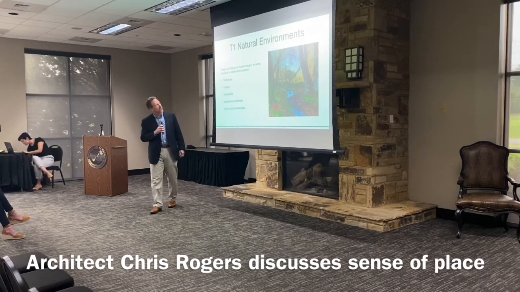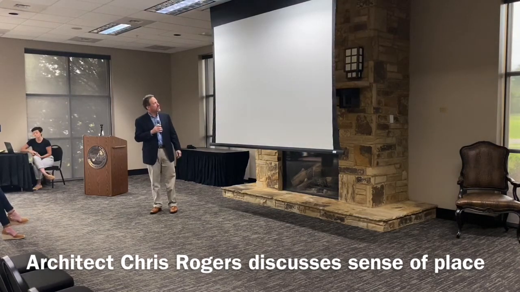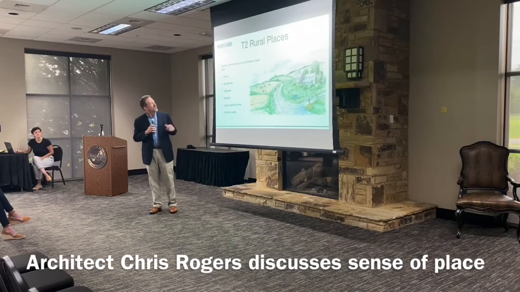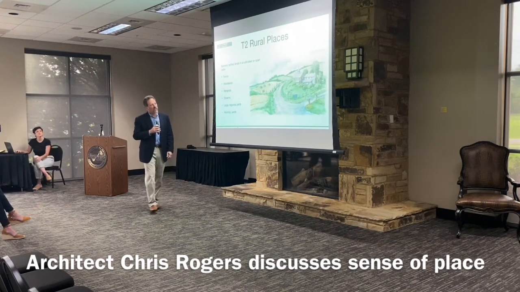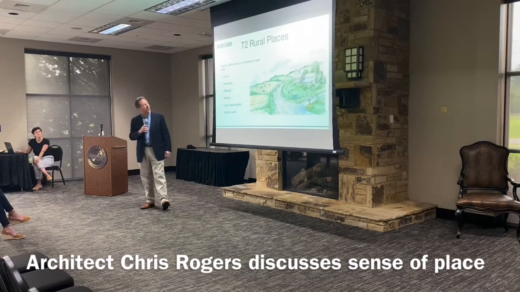Go ahead. What we call the T1 is natural environments. These are areas that are complete wilderness. There's no people out there. T2 are rural places. These are farmlands, wetlands, streams, large parks, working lands.